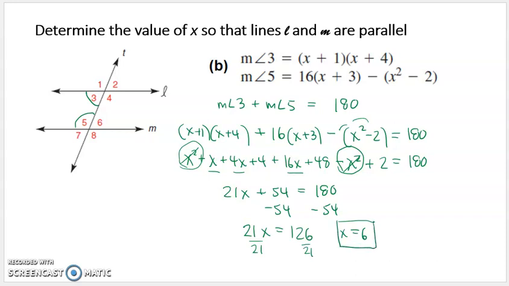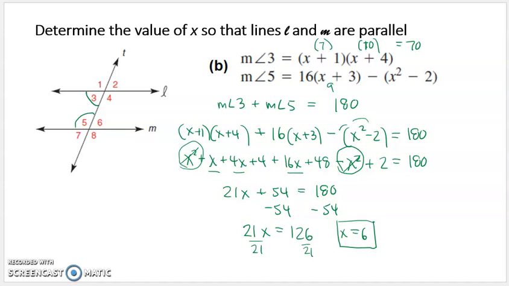So let's check. If x equals 6, measure of angle 3 would be 6 plus 1, which is 7, times 6 plus 4, which is 10. So measure of angle 3 would be 70. Okay. Measure of angle 5 would be 16 times x plus 3, which would be 9. So 16 times 9, which is 144.